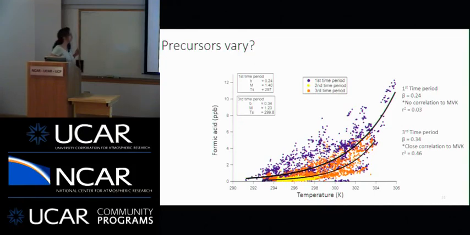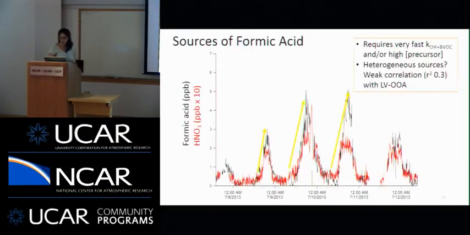So the sources are some sort of biogenic hydrocarbon. What this requires in order to make this formic acid really rapidly is a very fast rate constant and/or a very large precursor concentration. So I need something to be what, from my perspective, is kind of unreasonable from a chemistry and kinetics perspective, but we need some massive source. It doesn't appear to be heterogeneous sources. There is no correlation with any form of aerosol. There is an incredibly weak correlation with the low volatility oxidized organic aerosol. And there's no indication from time series or correlations that this is heterogeneous.